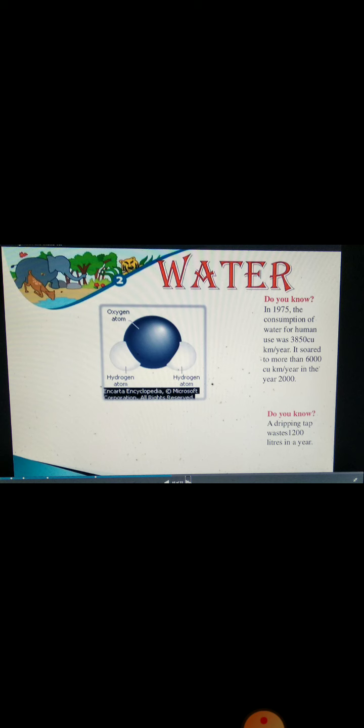Another fact. Do you know a dripping tap wastes 1200 liters in a year? That is why in schools, in houses, through televisions, through other methods of media, we are trying to make this population aware: save water, save life. Each and every drop of water is very, very important.